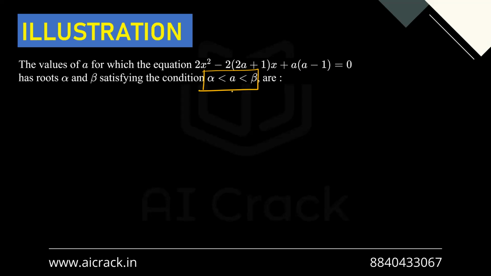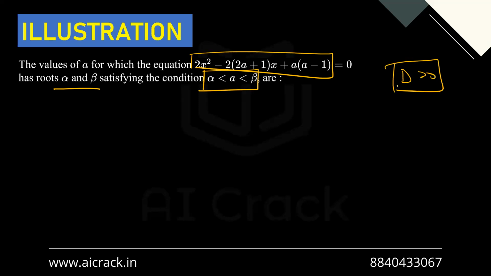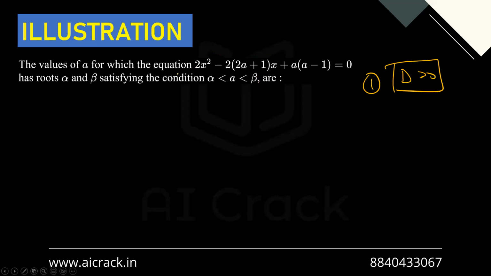What does that mean? This means alpha and beta should be distinct, because if they're equal, we cannot fit a value between them. So alpha and beta have to be distinct. And when they are distinct and are roots of this equation, we can simply say that D should be positive. That is our first basic condition from the observation we have made.